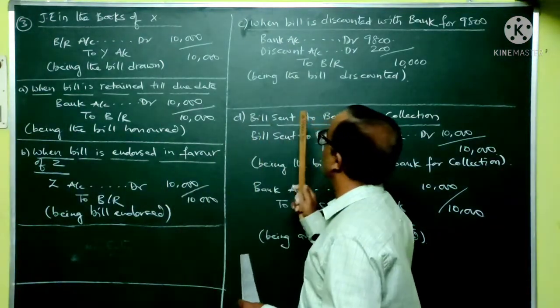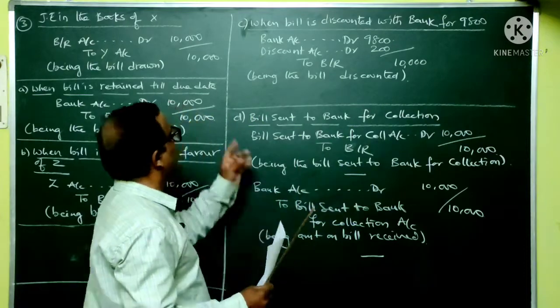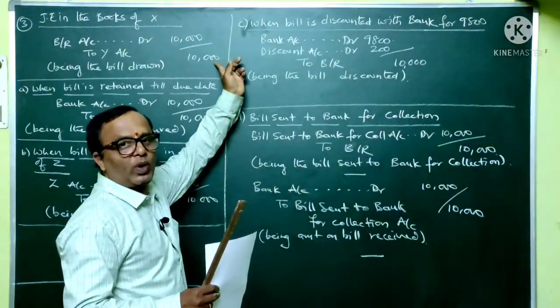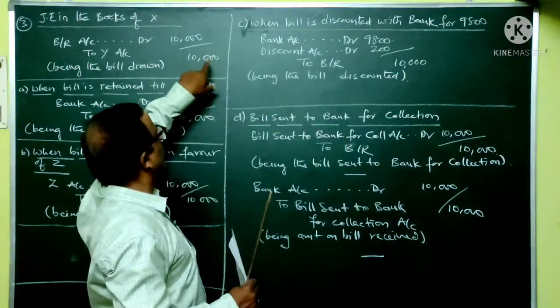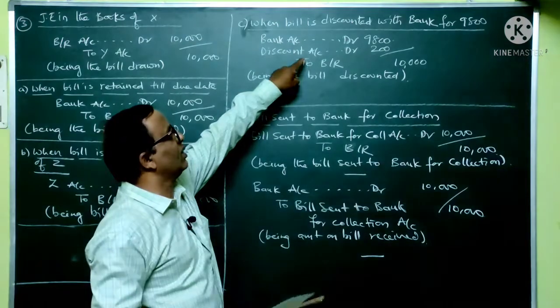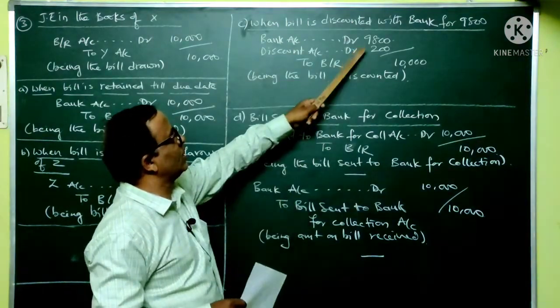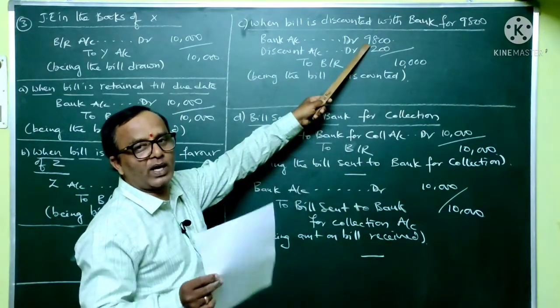Next, the third situation, when the bill is discounted with the bank for 9,800. That means after drawing this bill on Y, you have discounted the bill with the bank for 9,800. Bill amount is 10,000, you have discounted for 9,800. So when you have discounted the bill with the bank, immediately you will receive 9,800 rupees, which will be credited to your bank account.